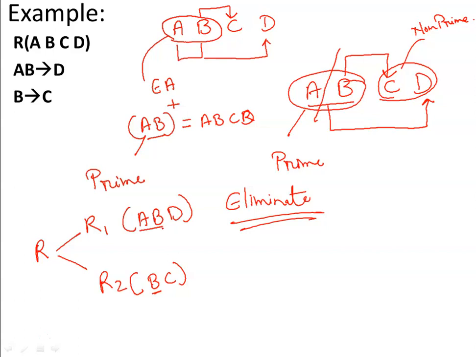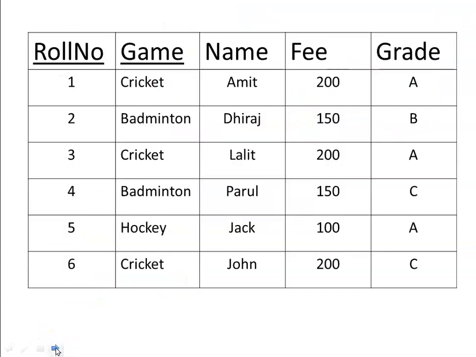So basically, when you want to apply second normalization, your table must be in first normal form and your table must be free from partial dependency. We will see some examples. Here we have an example which also suffers from insertion, updation and deletion anomaly.